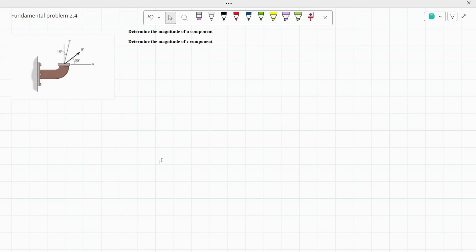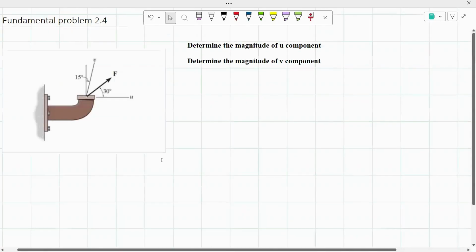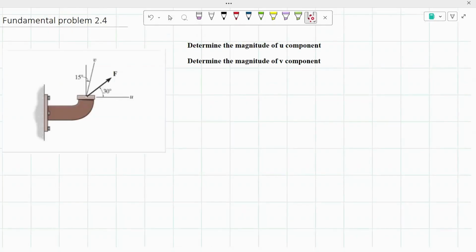Hello everyone, today we're going to be working on fundamental problem 2.4, and this problem is asking us to determine the magnitude of the u component and also to determine the magnitude of the v component. So here we have our figure. Our v component is this one right here and our u component is right here.